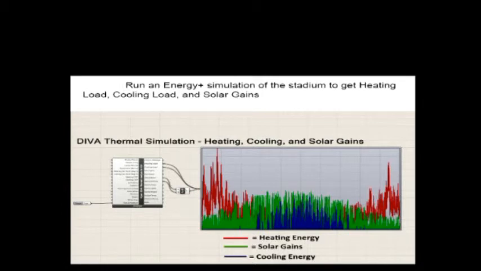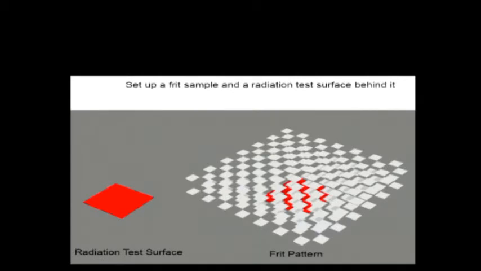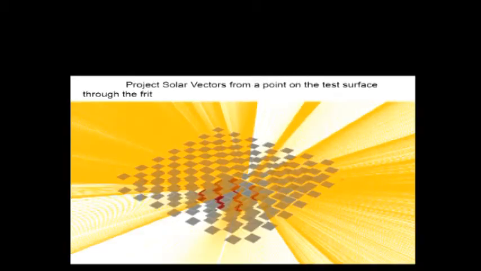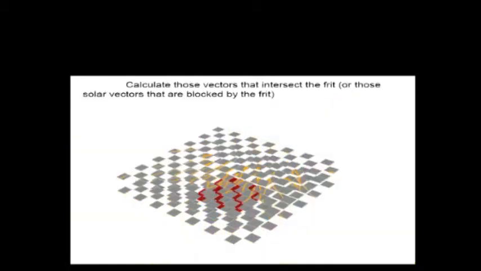So we have the baseline here without any frit pattern, and then we created a test patch here where you have the top layer and the bottom layer, and right under the bottom layer we created a radiation test patch there. And then we looked at the solar vectors projected right on the test patch. And now what we did is we actually eliminated the vectors that were passing through these gaps, and only accounted for the ones that were hitting the patch.